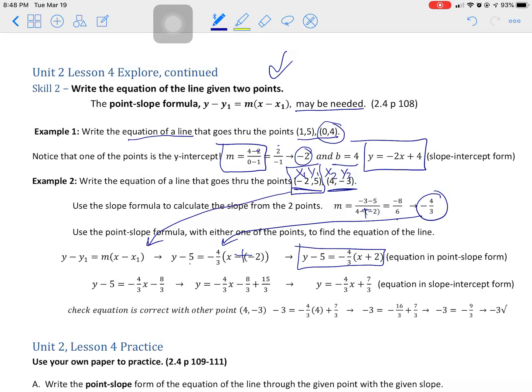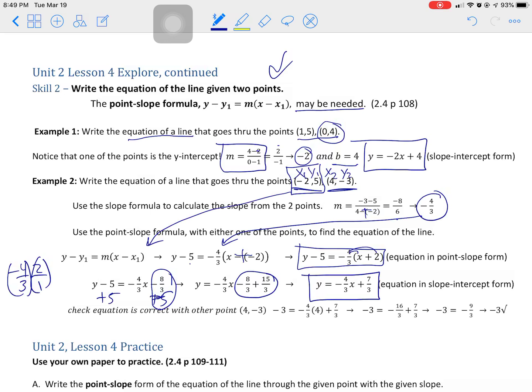So what you'd have to do is go ahead and distribute that negative 4/3 to x, and then again to the 2. And when you do that, negative 4/3 times 2, that's going to give you the negative 8 over 3. Then you're going to add 5 to both sides. You got to add these together. 5 in terms of 3 is the same as 15 over 3. Add them together and you will get this right here. This is the equation of the line in slope-intercept form. Okay, so b is not a whole number for this particular example.